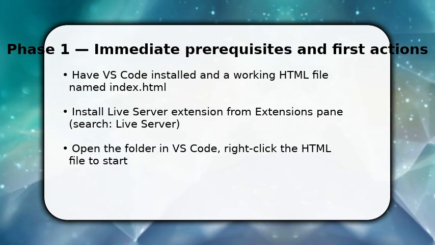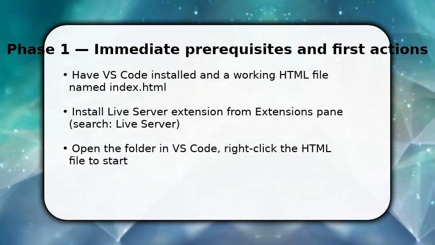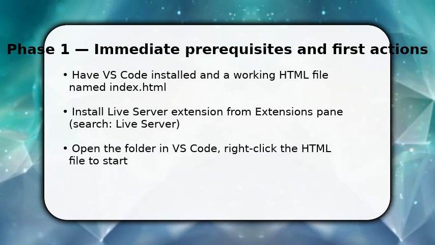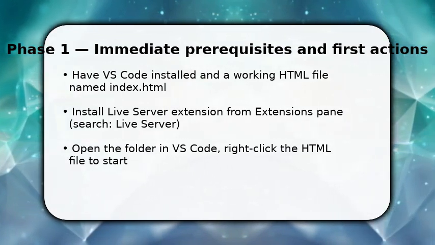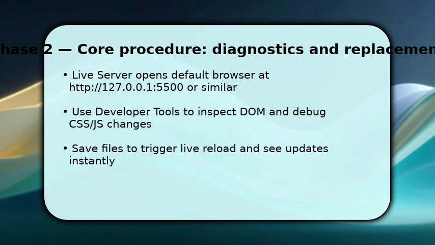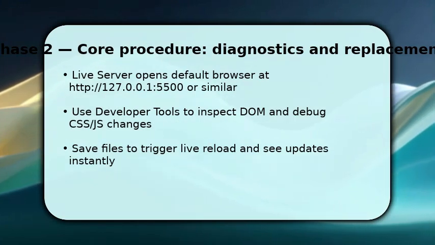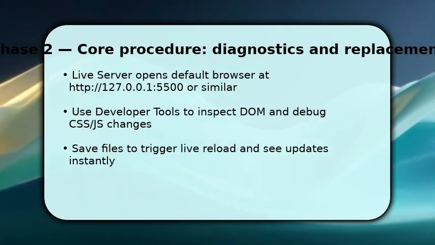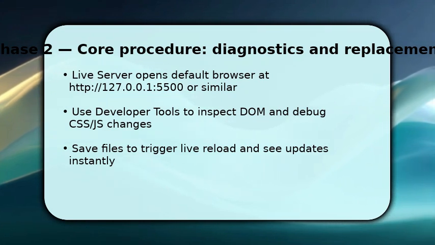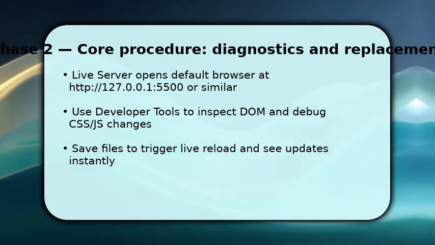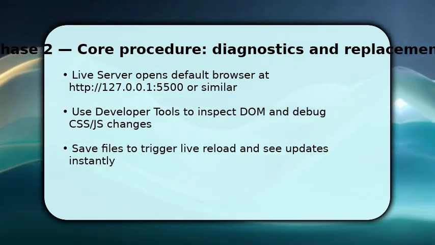Then, right-click your HTML file in Explorer and choose Open with Live Server to immediately start the preview in your browser. Once done, Visual Studio Code launches your default browser to a local address like 127.0.0.1:5500. That URL is the live preview.